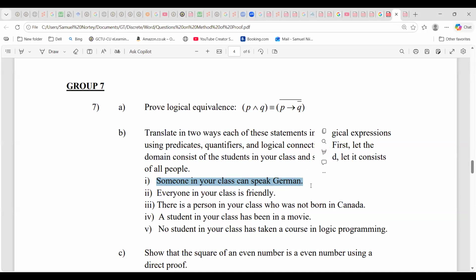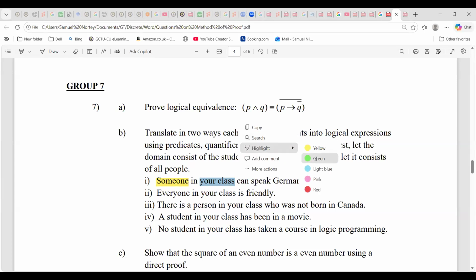There exists. No, there exists is the quantifier. I know what you're talking about. That's the quantifier, but now the variable. X. Yes, your X, in your class. So it means that X can speak German. That is your variable. So you now define X can speak German as, let's say, G of X. Exactly, G of X. So someone becomes the existential quantifier, E backwards X, and then G of X.